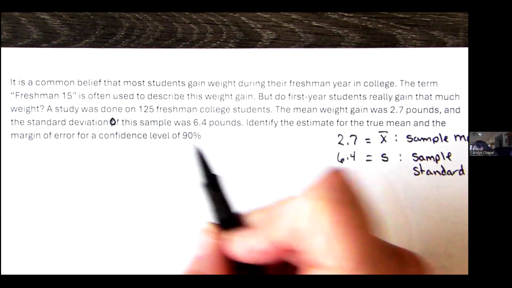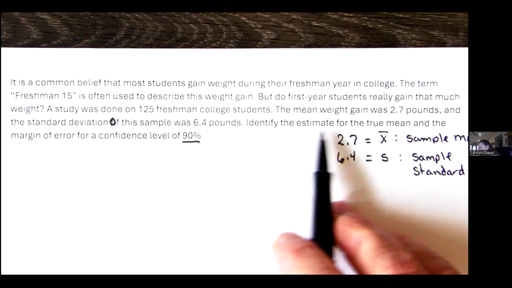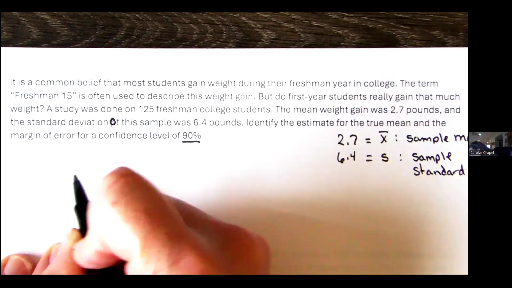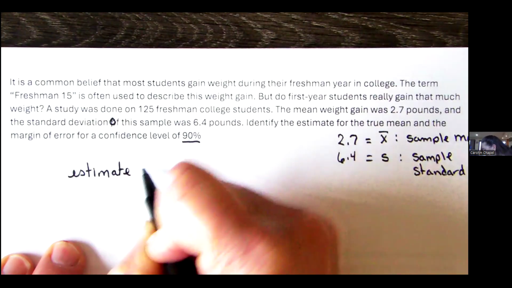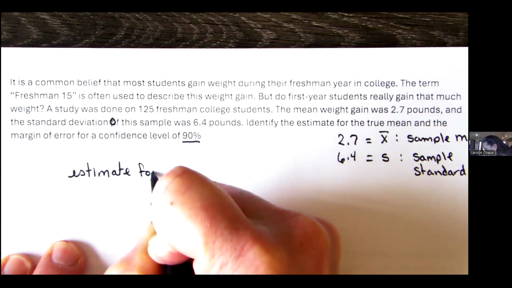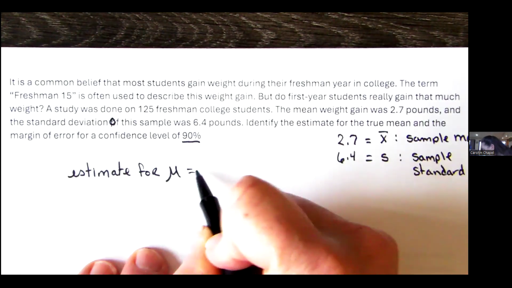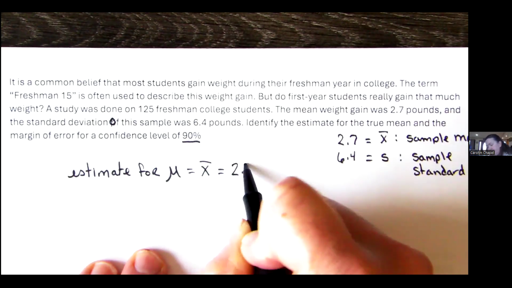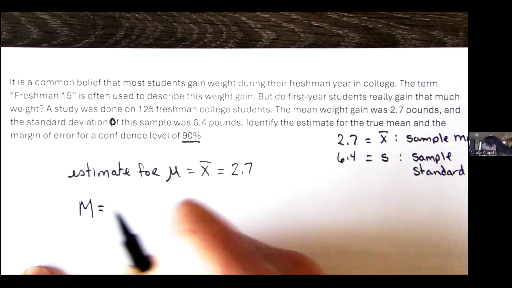All right, now we are going to be calculating our 90% confidence interval. So we want to find the estimate for the true mean and then our margin of error. Our estimate is the estimate for mu, and the estimate is this X bar, so that's going to be our 2.7. Our margin of error, that's M.